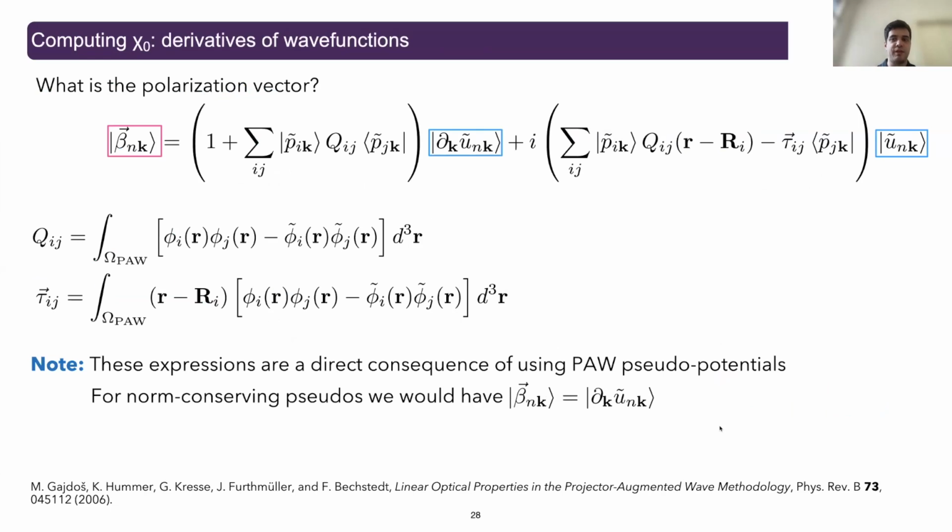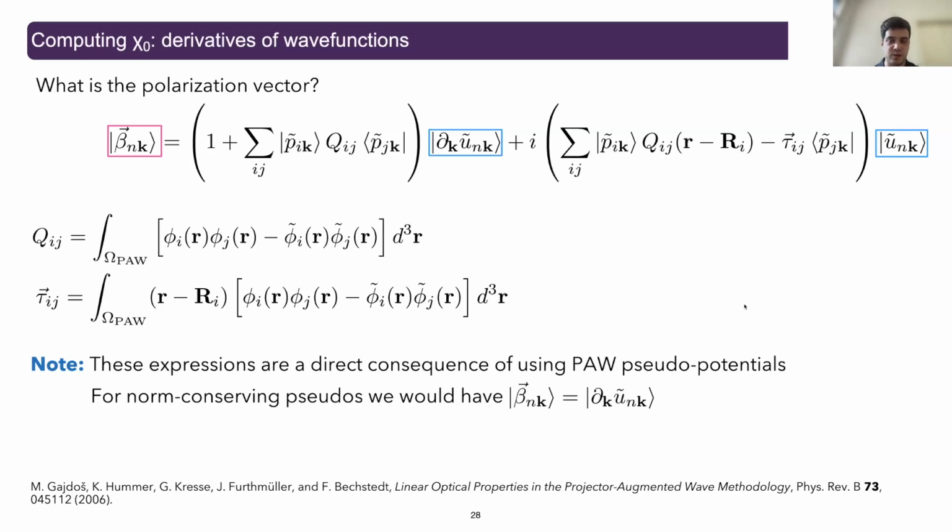Now, this polarization vector is how VASP treats the computation of derivatives of the periodic part of your wave function that is associated to the pseudopotential. It is linked to the PAW charge and the dipole tensors in this manner, and it has this expression as a direct consequence of the fact that VASP employs PAW pseudopotentials. If you were, for instance, to consider norm-conserving pseudopotentials, you'd find that the polarization vector is simply equal to the derivative in k of the cell periodic part of your wave function.